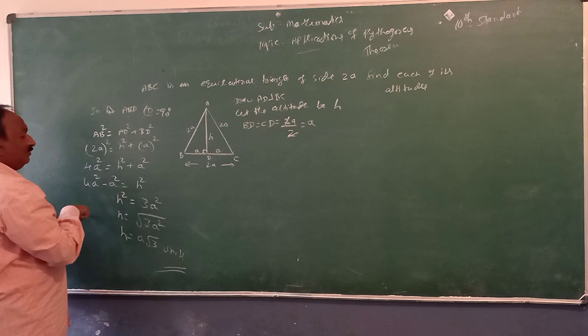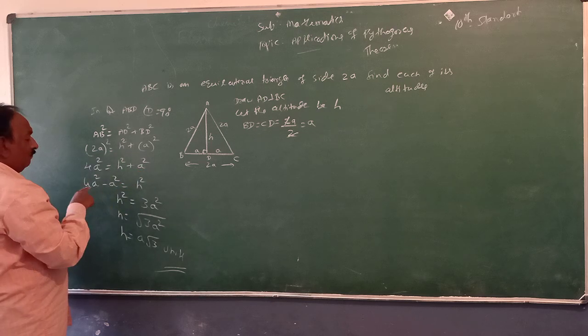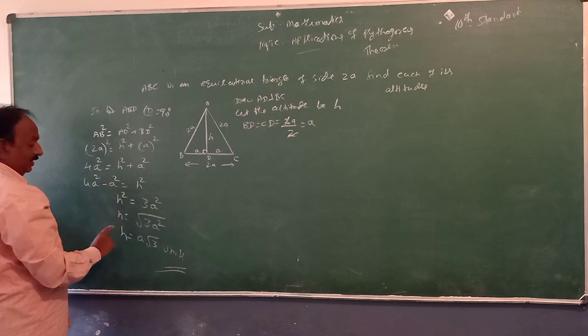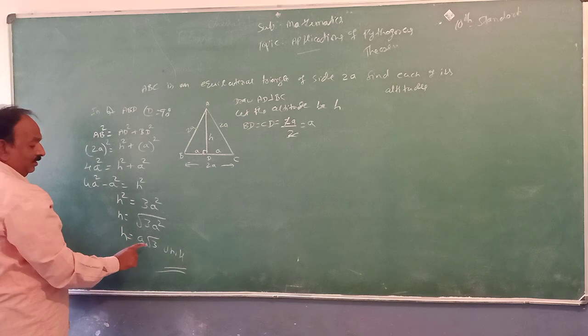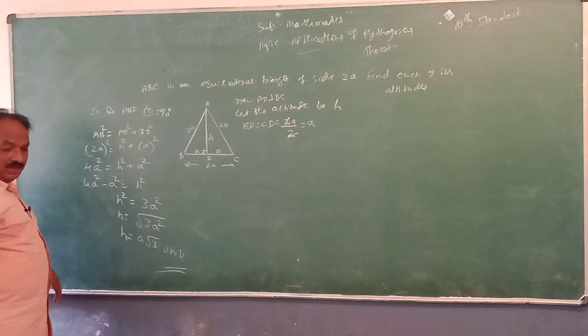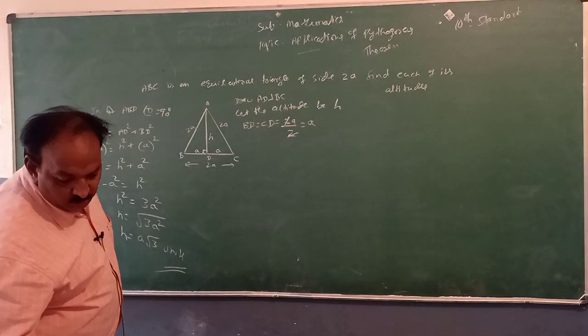4A square minus A square, come to this side, is H square. 4A square minus A square is 3A square. H is equal to root of 3A square. 3 is not a perfect square, so write as it is, root 3A units. Next question.